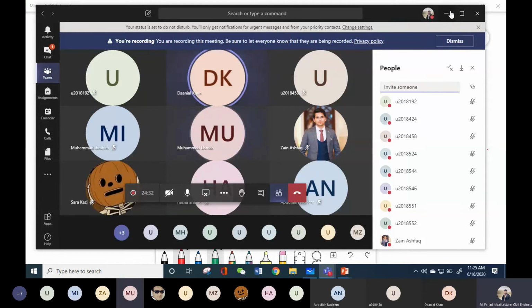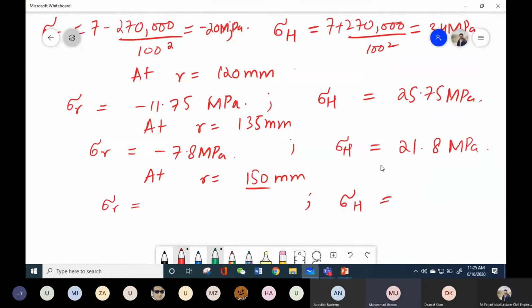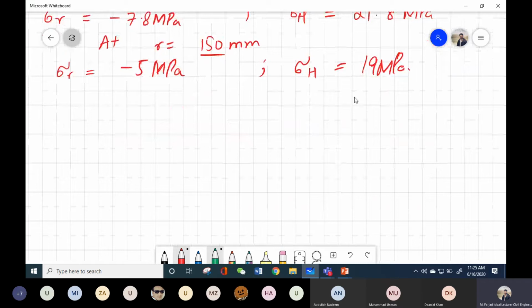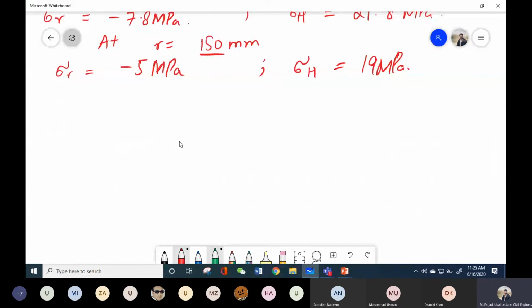Minus 5 radial stress. Hoop stress is 19 megapascal. So now we have different values of radial and hoop stresses at different points along the thickness of the cylinder. So the next thing is we have to plot the variation. So how are we going to do that?